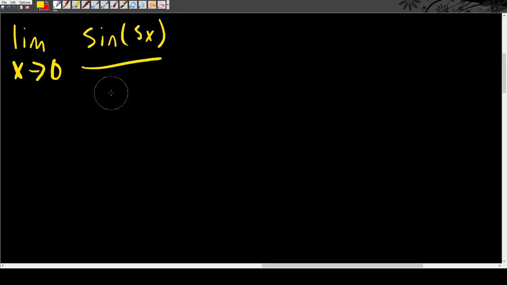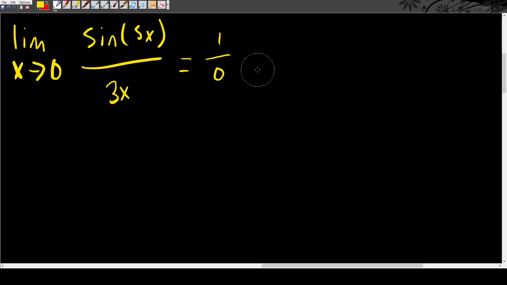Trig stuff is generally the hardest just because it can be a bear to simplify it all when you have to. For this one, you should notice that sine of 0 is 0, so it's going to end up being 0 over 0.